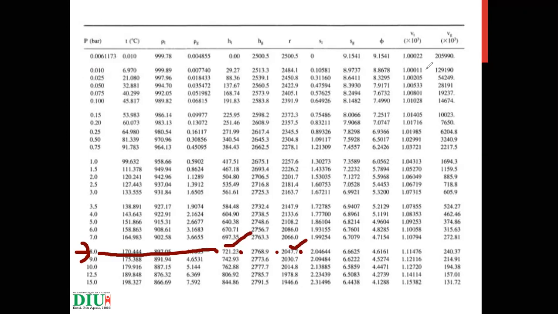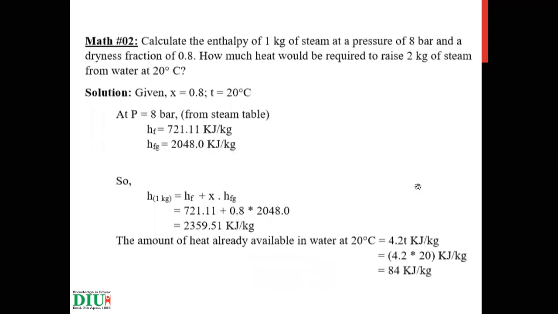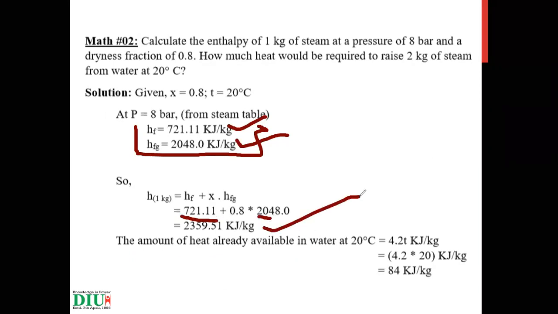We just need the value of pressure. If we get the value of pressure, we can easily get the values. So you see it is written here that at 8 bar from the steam table, these two values, 721 and 2048, we get. Finally we put these values here and we get the total heat of 1 kg of wet steam. This is exactly the same as the last example we discussed, so there is nothing new. So the first line is done.